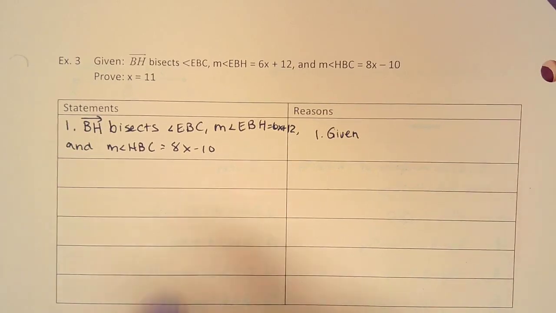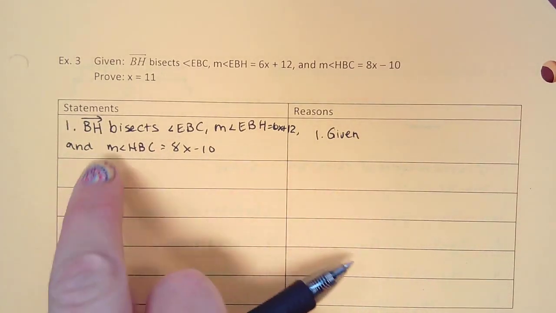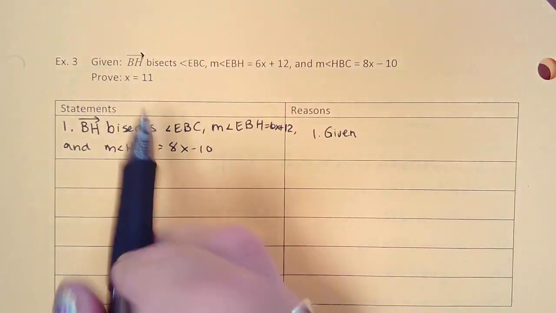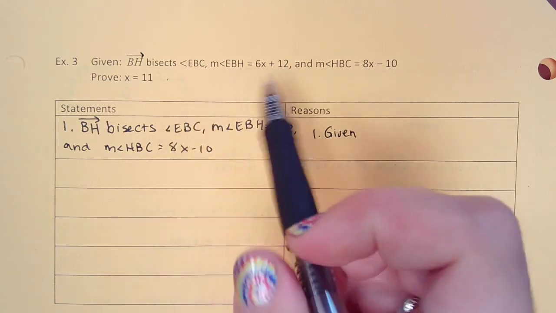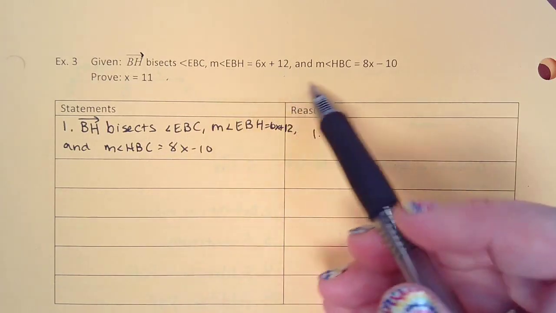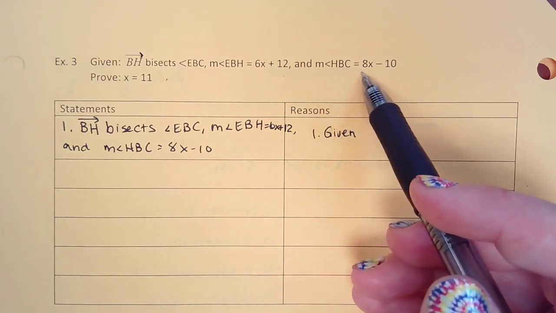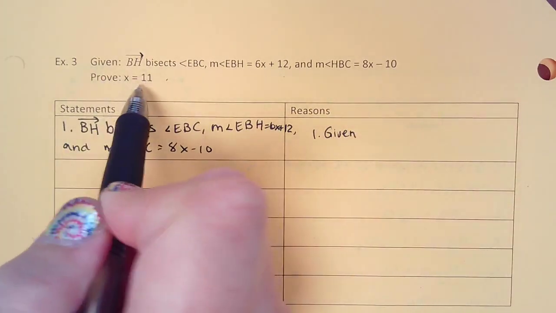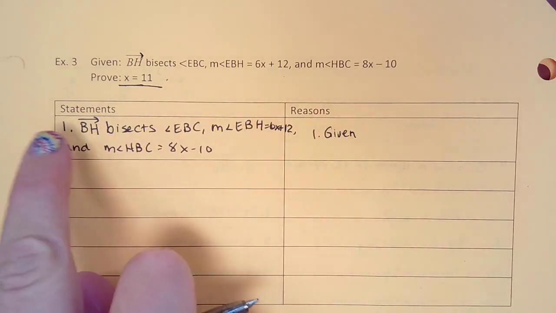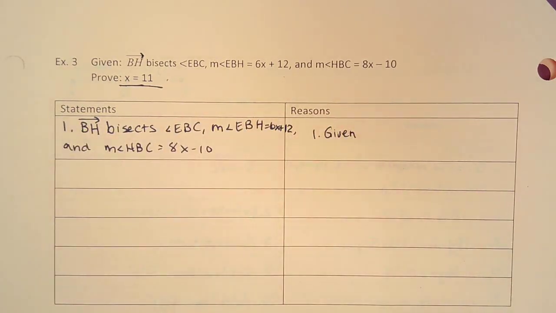All right, page 2. It says given ray BH, there's a tiny little arrow there, bisects angle EBC and measurement of angle EBH equals 6x plus 12 and measurement of angle HBC equals 8x minus 10. Prove that x equals 11. Take a second, pause your video, write your whole first step down as you're given.